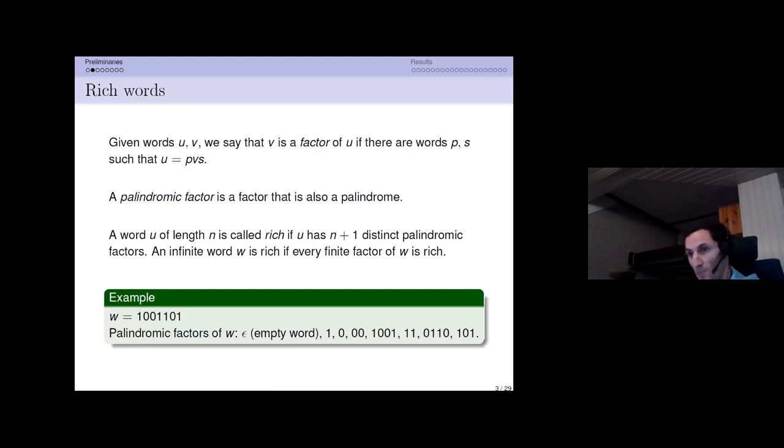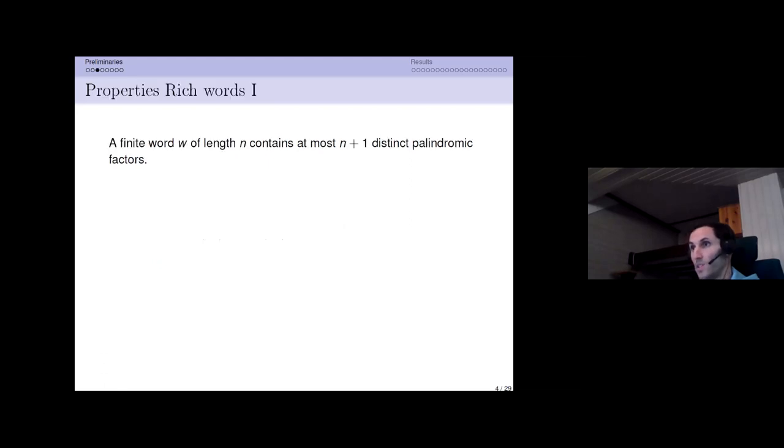Anyway, here is an example of a rich word. You may verify in this case that there are 8 distinct palindromic factors. These are stated below, as I said, including the empty word. Okay, I think this is also clear. So I go to the next page.